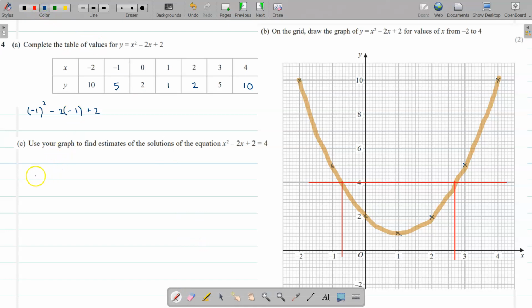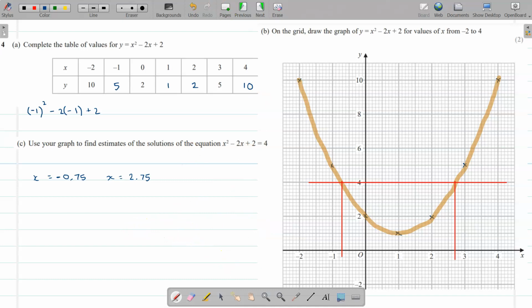So x equals, sorry, that should be minus 0.75, and also x equals 2.75. Okay, they're estimates based on what I've done on the graph, but use the lines that you've drawn on the graph. Okay, that's probably closer to 2.7 actually, but that's fine.